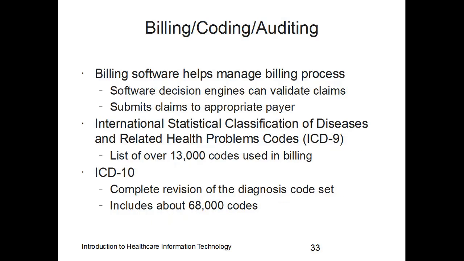Now we'll get into billing and coding and auditing. Now, billing software helps to manage the billing process, and the software can help validate various claims that are entered, and these claims can be sent to the appropriate payer. Now, within this billing software, a set of very specific codes are used, and this is the International Statistical Classification of Diseases and Related Health Problems Code, also known as ICD-9, which has a list of over 13,000 codes that are used in billing. And the more advanced form of this is ICD-10, which is a complete revision of the diagnosis code set. And this includes over 68,000 codes.